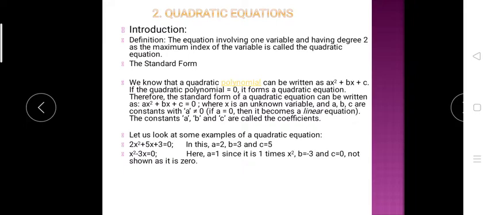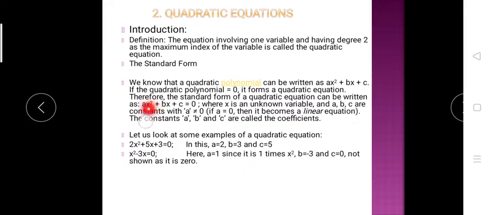So students, what is the standard form of the quadratic equation? It is ax square plus bx plus c is equal to 0. Now where x is the unknown variable, and a, b and c are the coefficients, which are constants having some numerical value, where a should not be equal to 0. The question arises: why should a not be equal to 0?